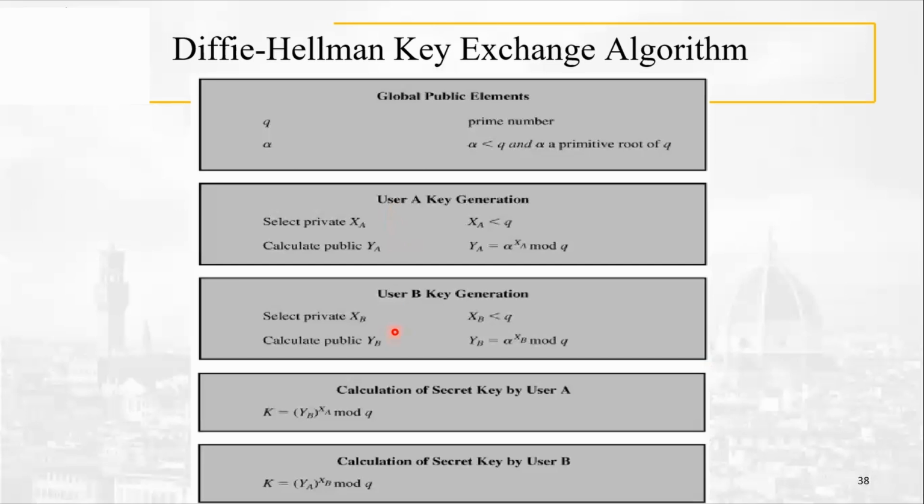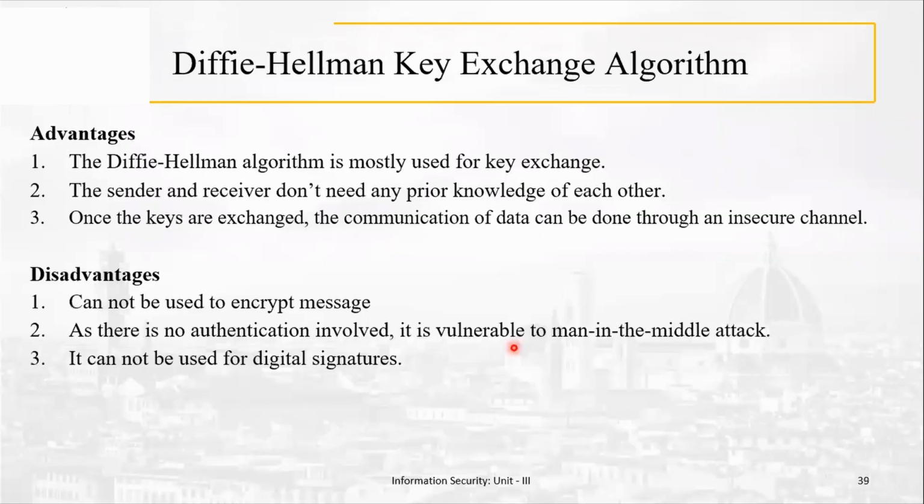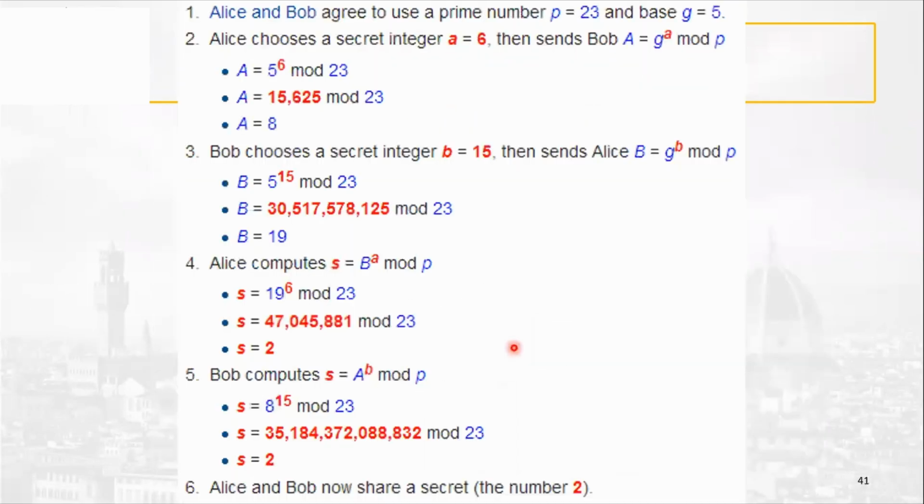And this is for user A and user B. Then you calculate the session key at the end. X and Y, where X is the private key and Y is the public key, is how the terms are referred to. There are a few more terms I'll show you. So let me give you this as an example.